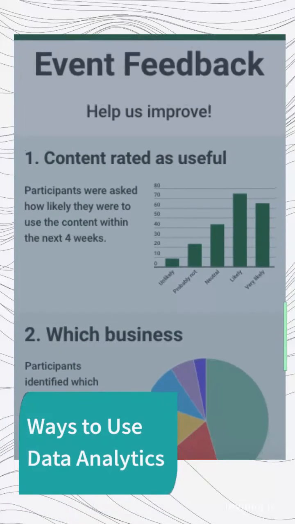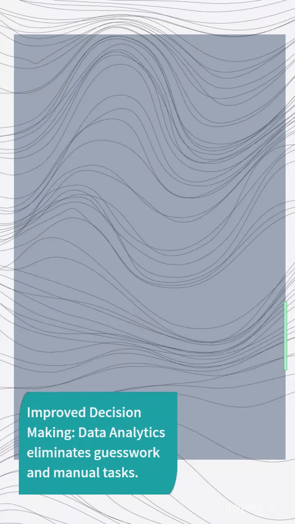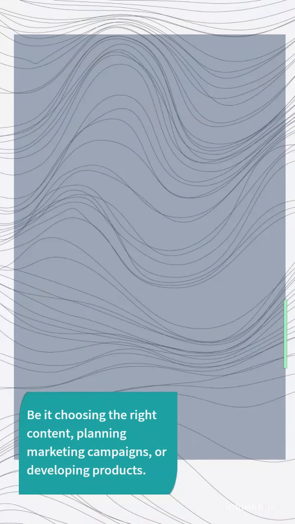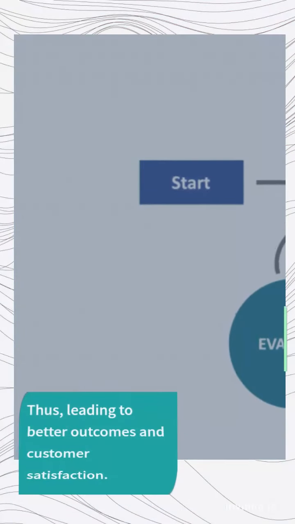Ways to use data analytics. Now that you have looked at what data analytics is, let's understand how we can use data analytics. Improved decision making. Data analytics eliminates guesswork and manual tasks. Be it choosing the right content, planning marketing campaigns, or developing products. Organizations can use the insights they gain from data analytics to make informed decisions, thus, leading to better outcomes and customer satisfaction.